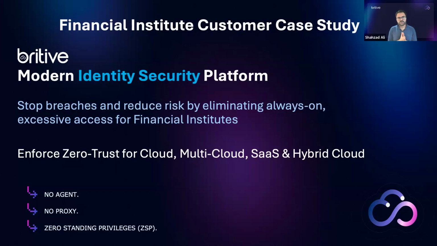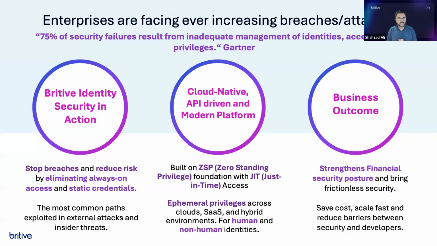So they actually picked up this modern identity security platform, and the main reason is obviously to stop breaches and reduce the risk by eliminating this always-on access or excessive access that they had for their systems. And obviously, since the enterprise landscape is not just AWS, they wanted to implement this security posture across the board, beyond AWS, beyond SaaS, all the way reaching out to the on-premise world. So this is where our technology is enforcing the zero trust principles with the least privilege option for a cloud, multiple cloud, SaaS, and hybrid cloud. And like we mentioned, without any agent or proxy and with the ZSP framework. Okay, so that's the challenge we see out there.